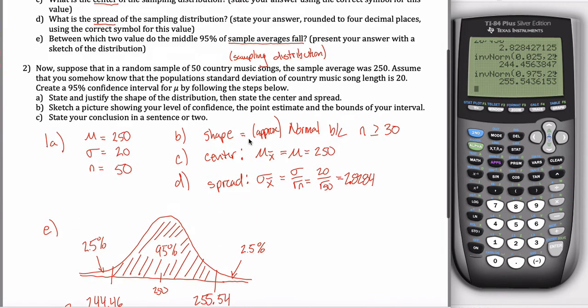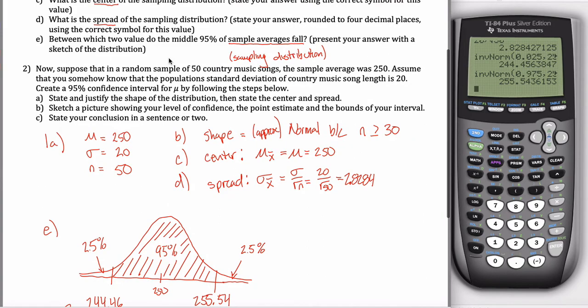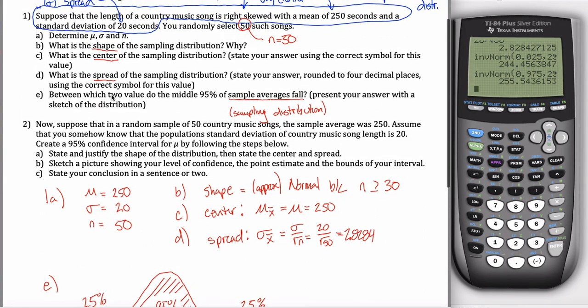That's my confidence interval. Present your answer with the sketch of the, oh, this is not a confidence interval, sorry. These are just 2 values that capture the middle 95%. What you'll see in part E is it's basically a confidence interval.